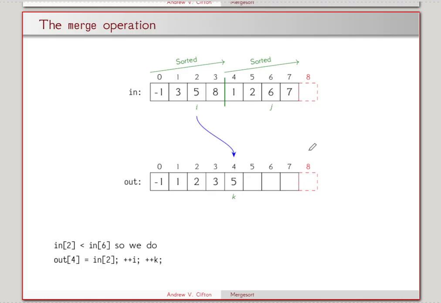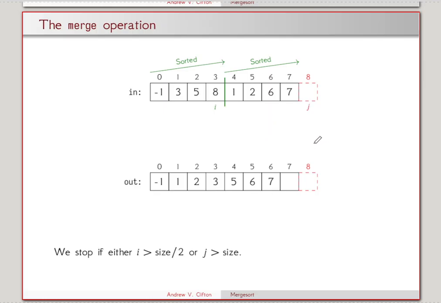Notice that we don't just alternate. Sometimes we grab more than one thing from the same side in a row, the 3 and the 5. 6 is smaller than 8, so the 6 goes next. 7 is smaller than 8, so then the 7 goes after that. And then when either I crosses over the green line or J ends up past the end of the array, that means one of the two sides is done. So the J side is finished. I've transferred everything from J's side to the output.